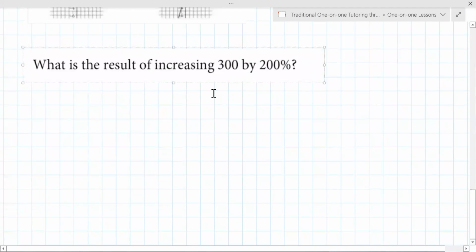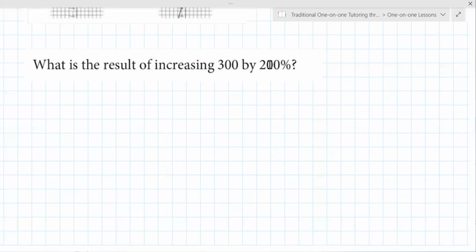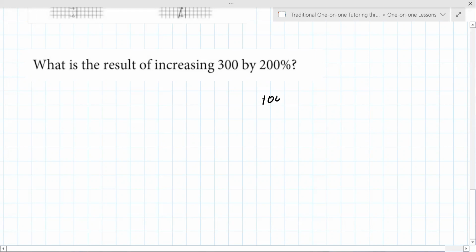Your calculator. Okay, so you can't just say, oh, it's 300 times 200, which I'm sure some students do. And you don't want to do that. We talked about how you have to convert percentages into decimals. It's just 300 times 2, right? Sorry, no. 100% increase. Oh, so it's times 3. So that's where 300 by 100% increase goes to 600.